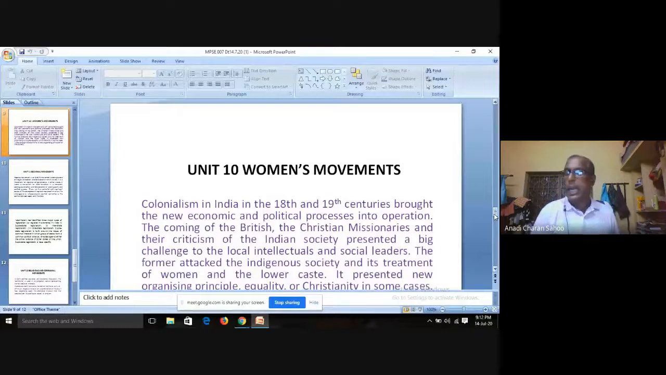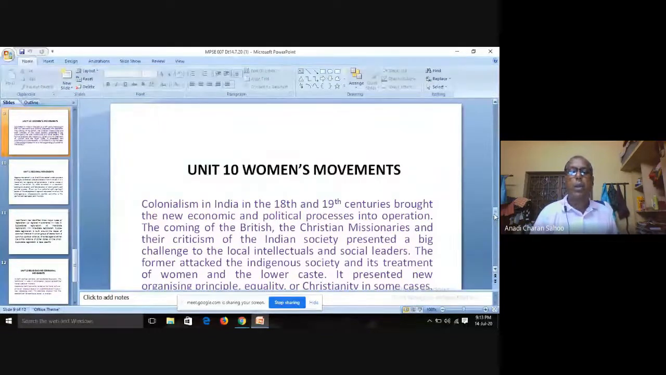Colonialism in India in the 18th and 19th century brought new economic and political processes into operation. The coming of the British, the Christian missionaries and their criticism of the Indian society presented a big challenge to the local intellectuals and social leaders.